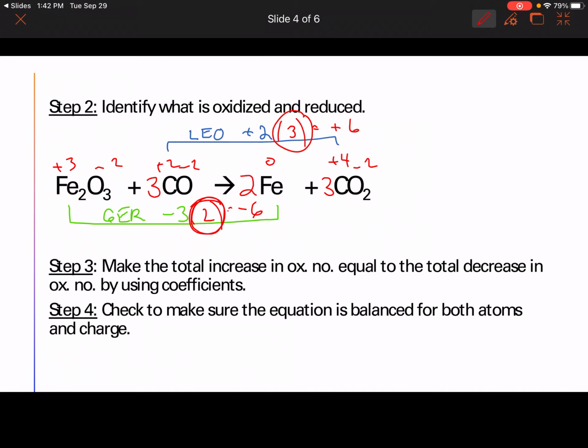At this point, the oxidation numbers have been balanced, and so your last step is to just check and make sure the equation is balanced for both atoms and charge.